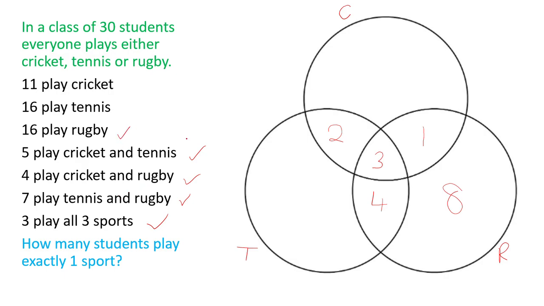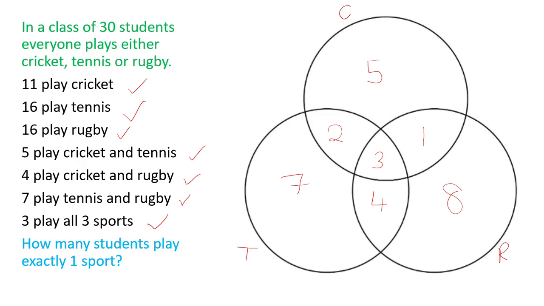16 play tennis. So in this circle, the bottom left, we need to have 16 people. We already have 4 plus 3 plus 2, which is 9. So we need to add on an extra 7 people inside that. And finally, 11 play cricket. So we've got 2 plus 3 plus 2, so it's 7. Go from 7 to 11, we add on 4, and we tick off that section.